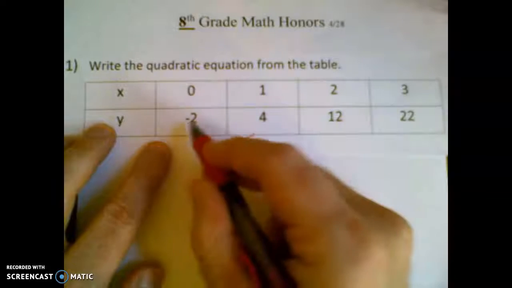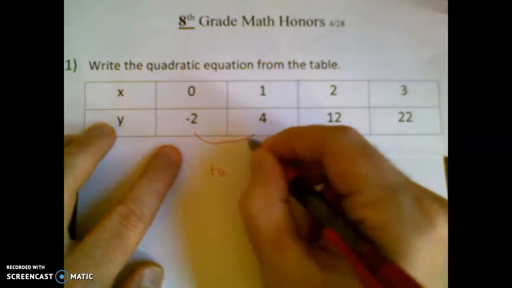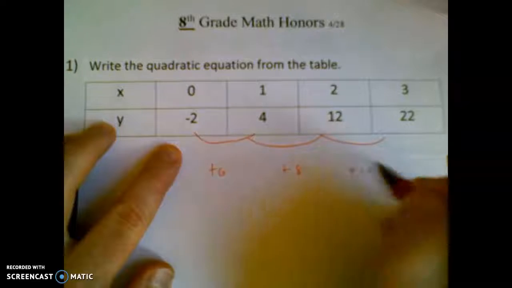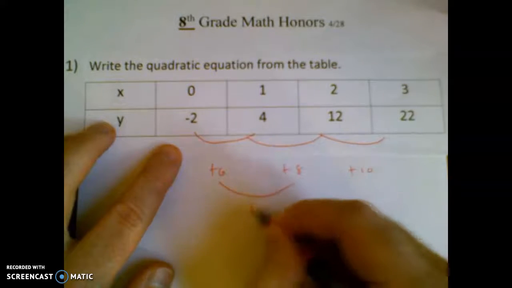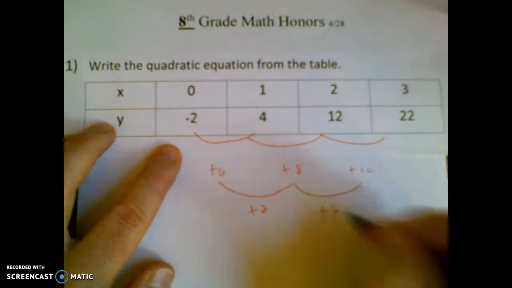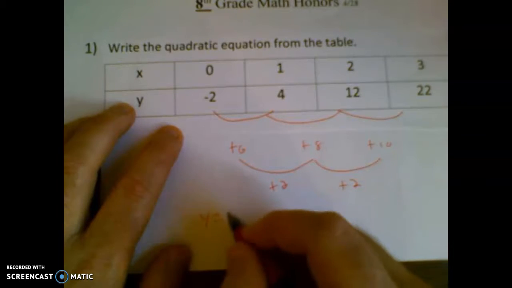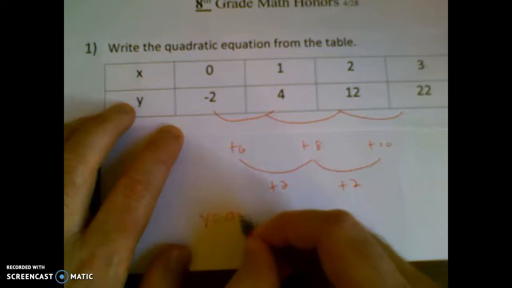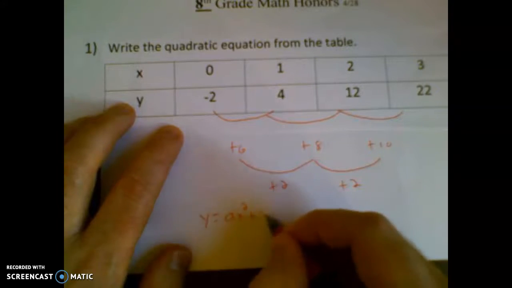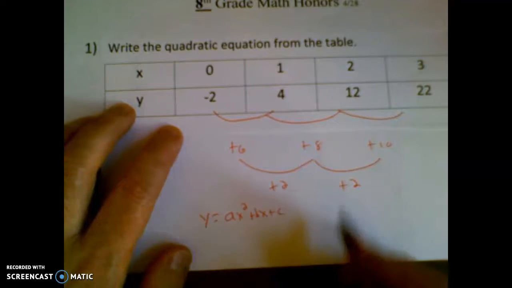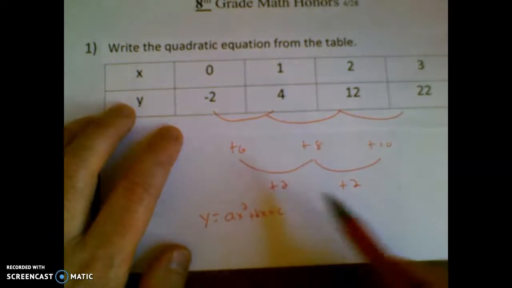So the first difference here, it goes up by 6, and then here it goes up by 8, and here it goes up by 10, and your second difference, this goes up by 2, and this goes up by 2. All right, so next thing is I want the equation written in the standard form. So y equals how many x squareds plus how many x's plus your y-intercept. And the value of a is already pretty much found.